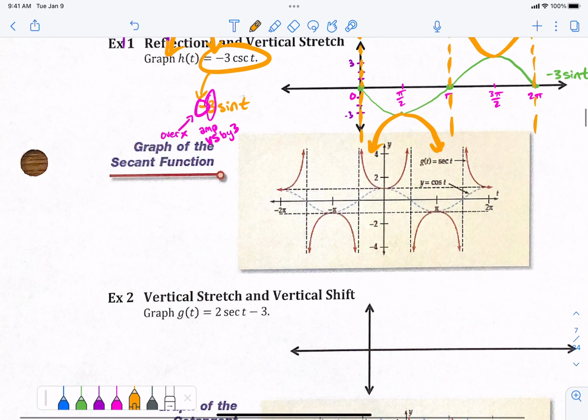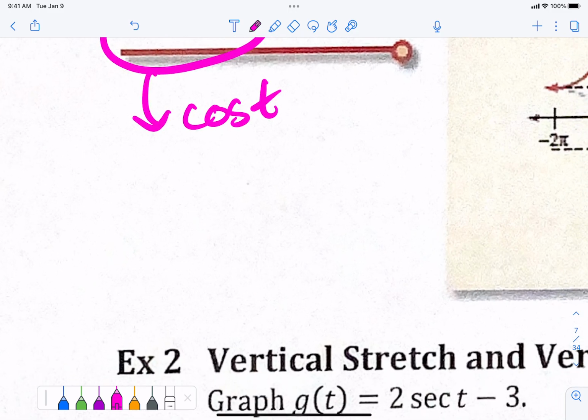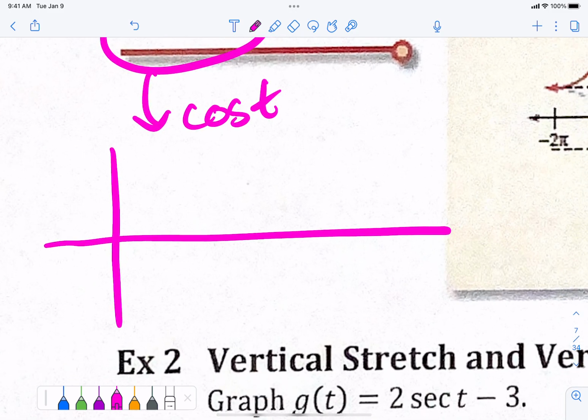Let's go to the graph of secant. Secant goes with cosine. So when we graph secant, we're going to graph cosine. So I'm going to put him over here so you can see him. All right, start by marking your ruler. Here's 0, here's 2 pi. This is cosine, or we're graphing cosine first, but then we're going to graph secant.